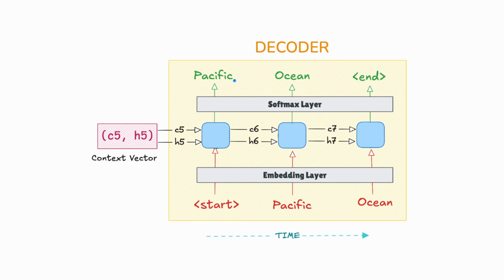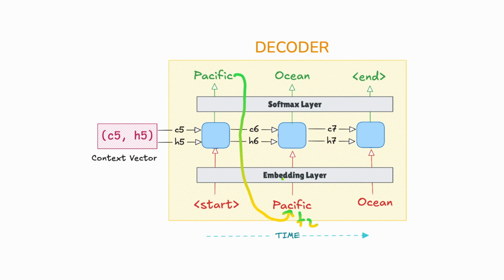So we are feeding this into the next time step. So this is time step 2, and we are feeding this here. So this specific output is now the input for the next time step.